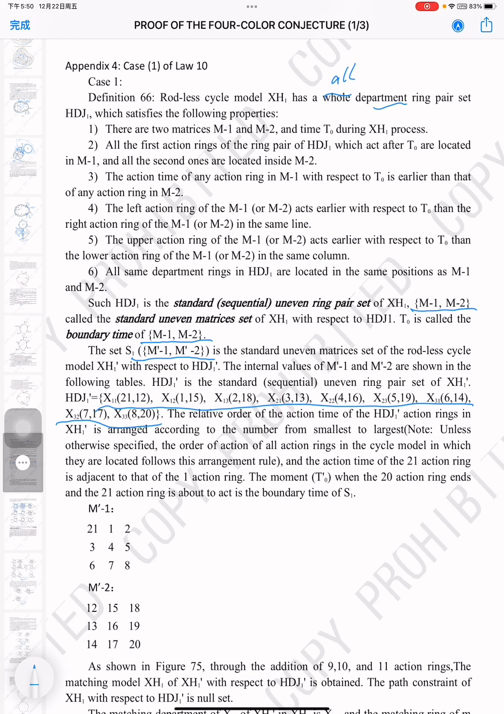The relative order of the action time of the HDG1' action rings in XH1' is arranged according to the number from smallest to largest. Note, unless otherwise specified, the order of action of all action rings in the cycle model in which they are located follows this arrangement rule. And the action time of the 21 action ring is adjacent to that of the 1 action ring. The moment T'0, when the 20 action ring ends and the 21 action ring is about to act, is the boundary time of S1.